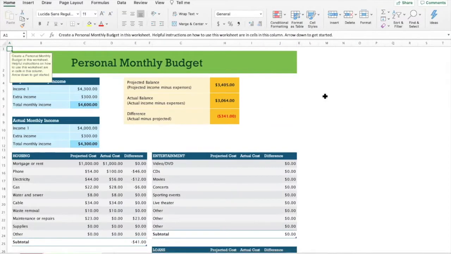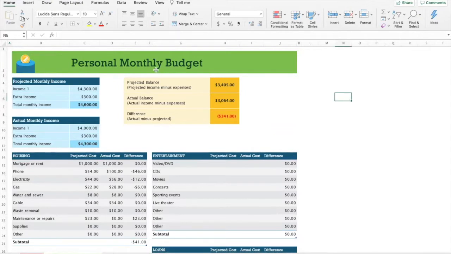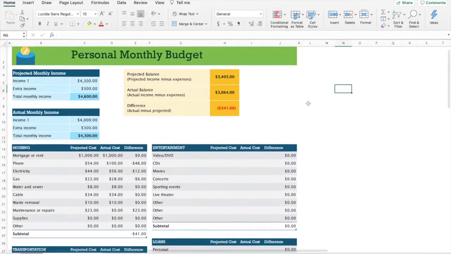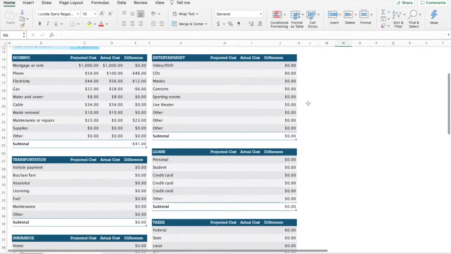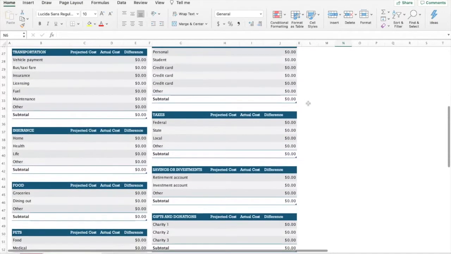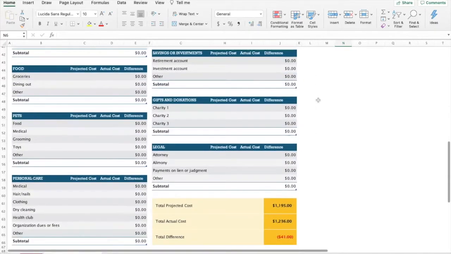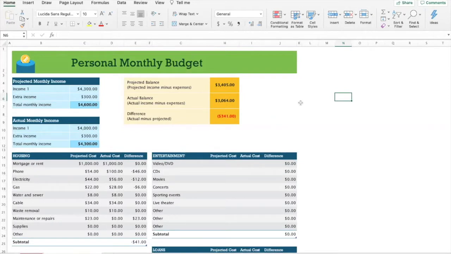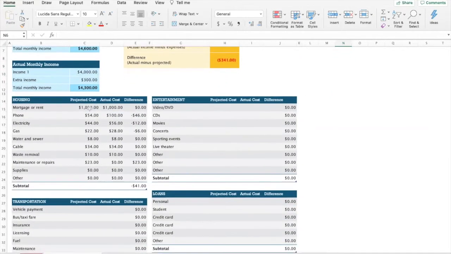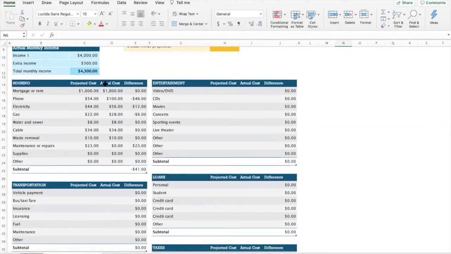So here is a personal monthly budget that I was able to download from Excel. Now, I would probably say this is a little bit more complicated than the other budgets that I showed you prior to this. But what I like about this budget is it has different categories and different segments. I also like the color coding. It's pretty good. You have your projected costs, your actual costs, and the difference, the same thing as variance.